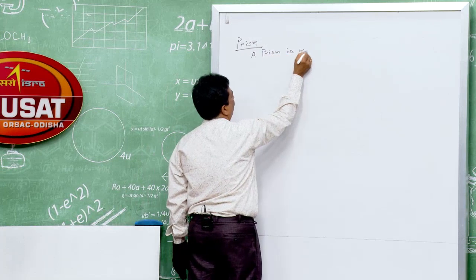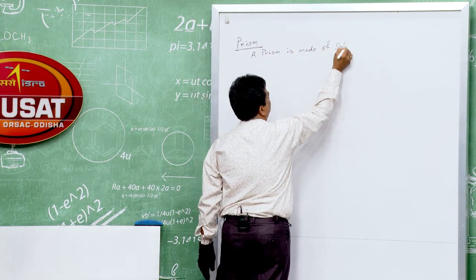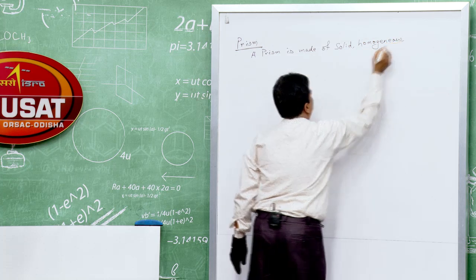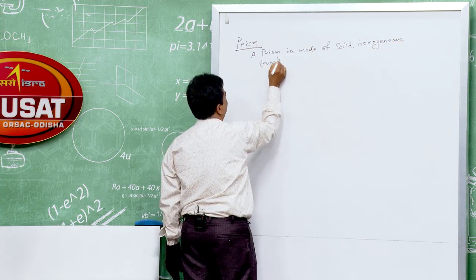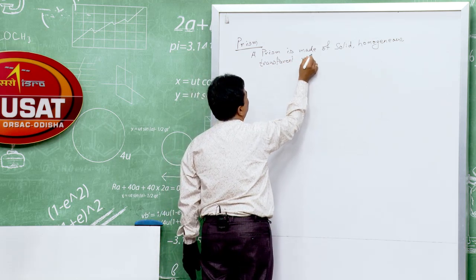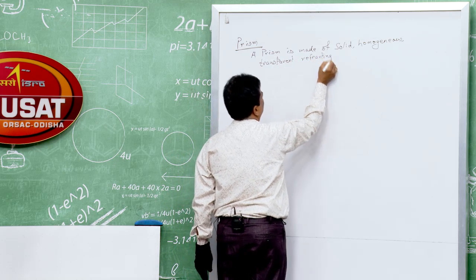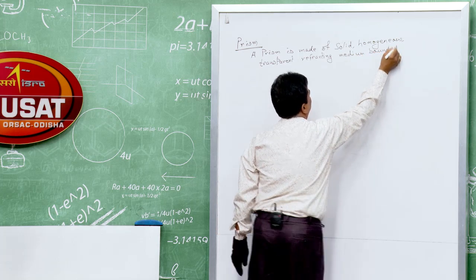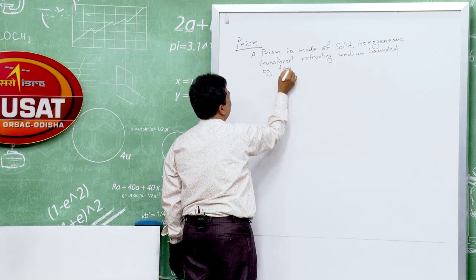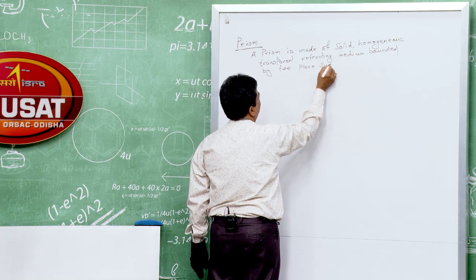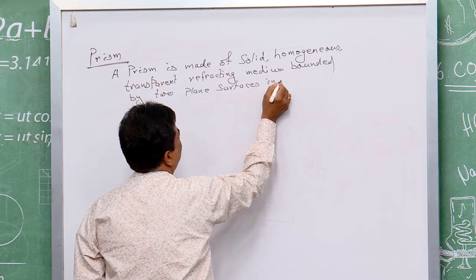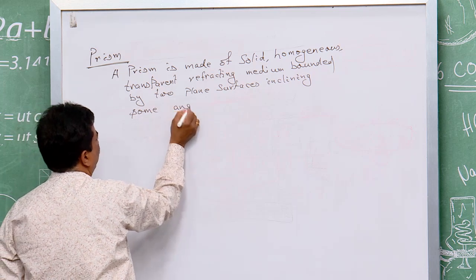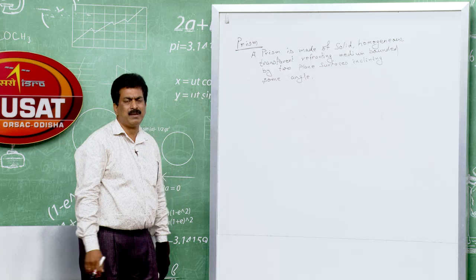is made of solid, homogeneous, transparent, refracting medium bounded by two plane surfaces inclining some angle. Inclining some angle. This is the basic definition of a prism.